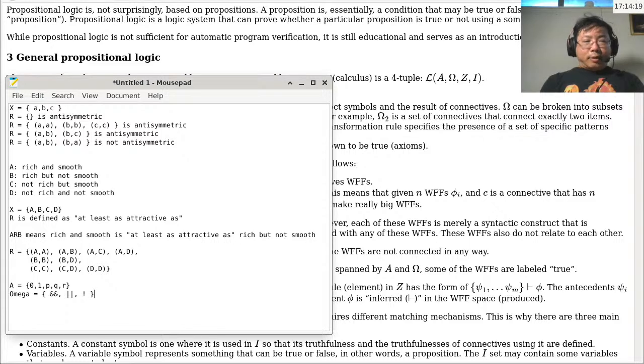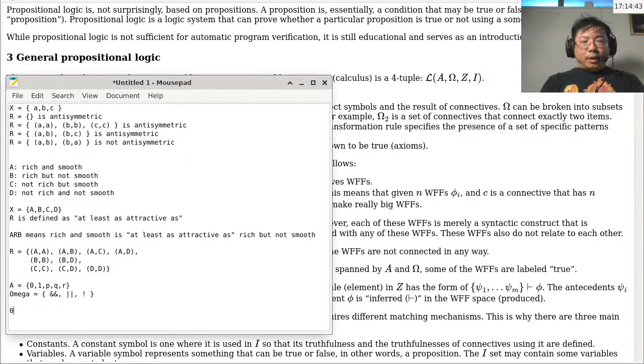So we have the usual C operators, which are and, or, and not. And then the next one is zeta. We are not going to talk about zeta at this point. We also have iota. I'm not even going to talk about iota because we don't need iota, and we also don't need zeta to understand what is a well-formed formula.